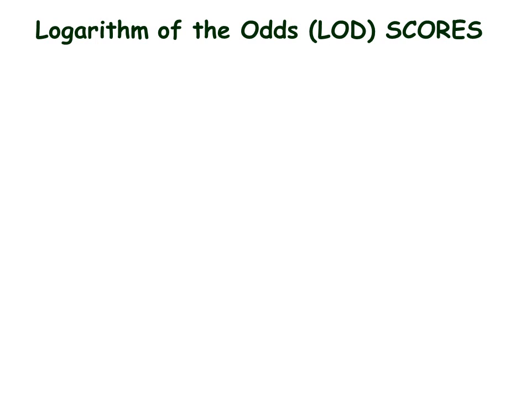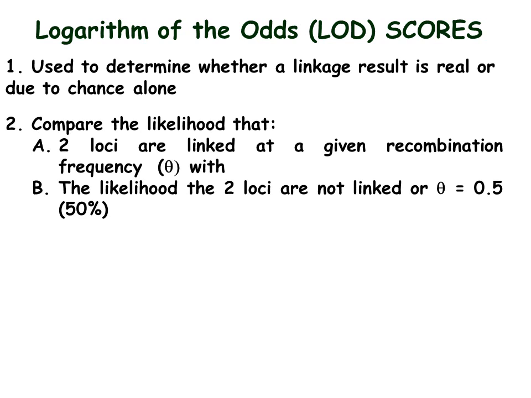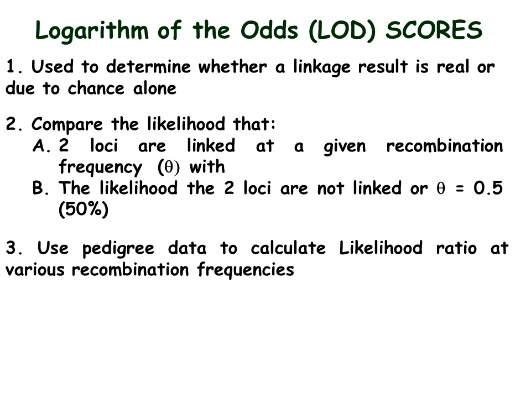This leads us to a statistical analysis that's referred to as the logarithm of the odds, or the LOD, or LOD scores. Okay, and it's used to just statistically evaluate the probability of a linkage result. Is it real, or is it due to chance alone? Okay, so we're comparing the likelihood that 2 loci are linked at a given recombination frequency, and that of course is theta, and the likelihood that the 2 loci are linked or not equals 50%. So they're either going to be linked or they're not going to be linked. There's a 50-50 chance. Okay, so then you use the pedigree data to calculate likelihood ratios at various recombination frequencies.